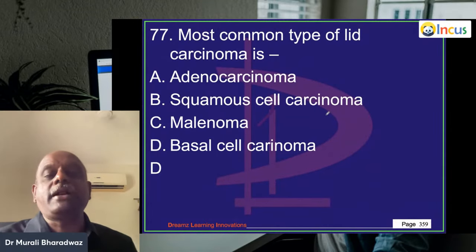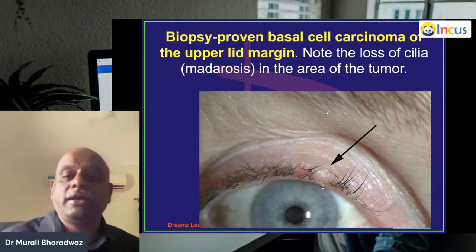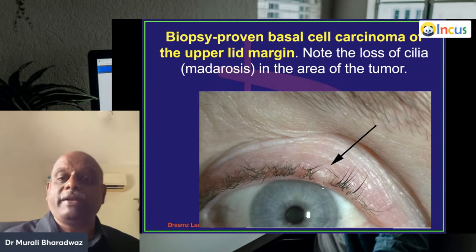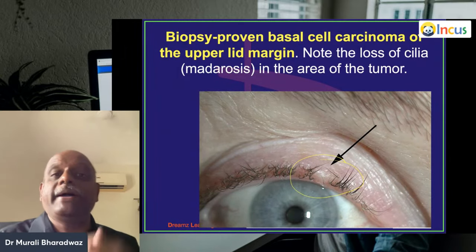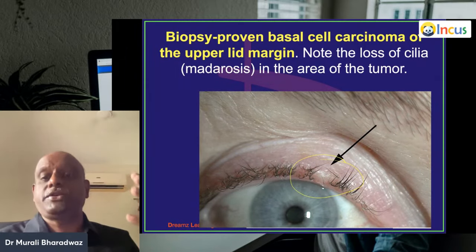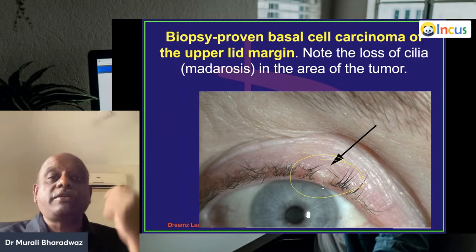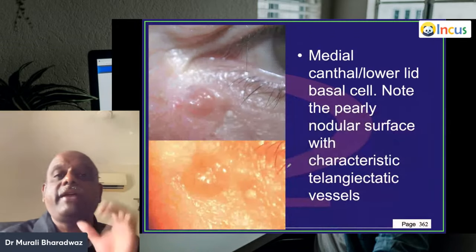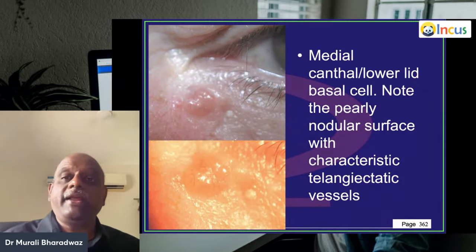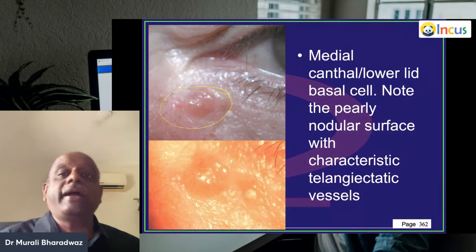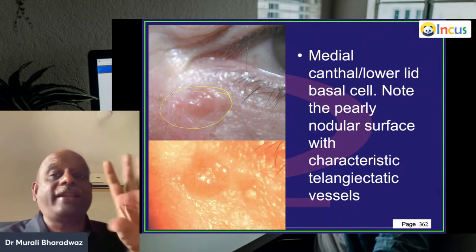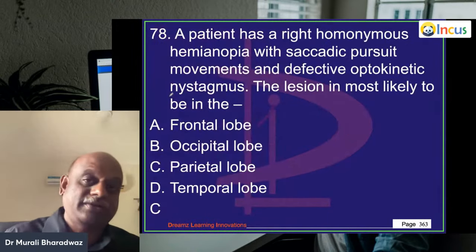Most common type of lid carcinoma is basal cell carcinoma. So this is a biopsy proven basal cell carcinoma of the upper lid margin. You can note the loss of the cilia, madarosis, in the area where the tumor is there. This is a medial canthal lower eyelid basal cell carcinoma. Note the pearly nodular appearance.